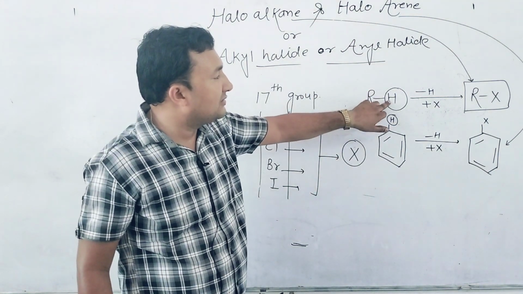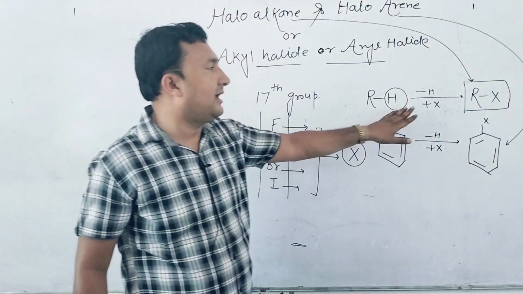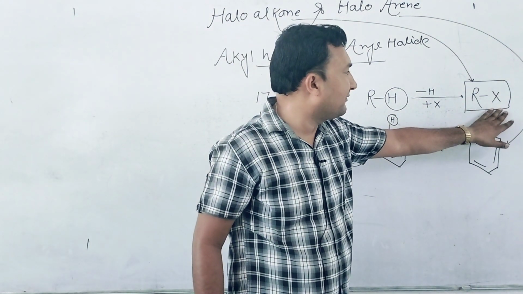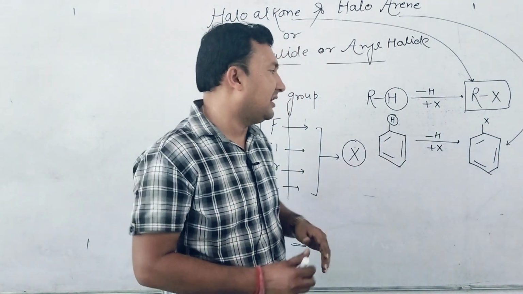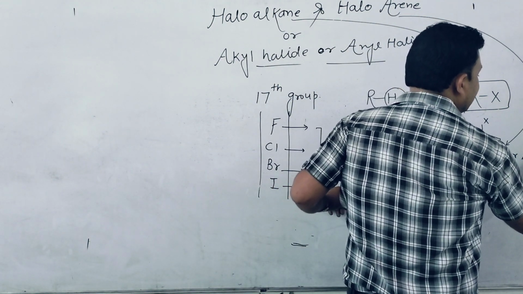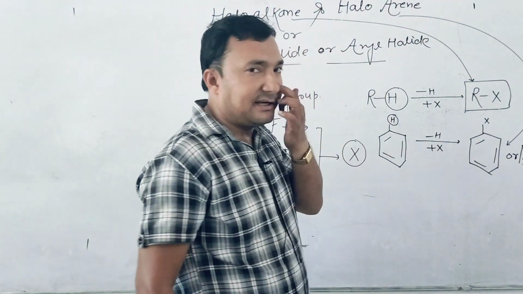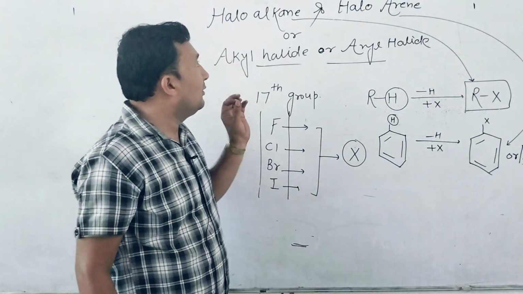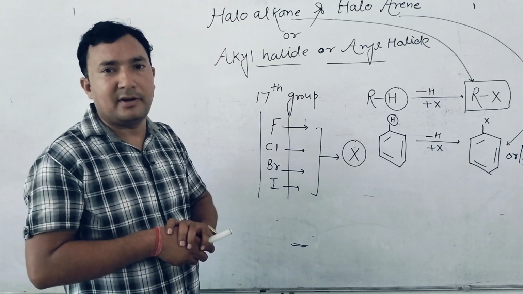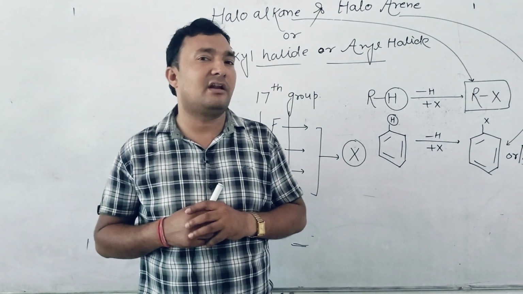If you see, hydrogen of a hydrocarbon is replaced by halogen and we will get an RX kind of compound or ArX, where Ar indicates the aromatic ring and X indicates the halogen. So basically haloalkanes and haloarenes are introduced in such a manner. The most important thing is how they are important to our life.